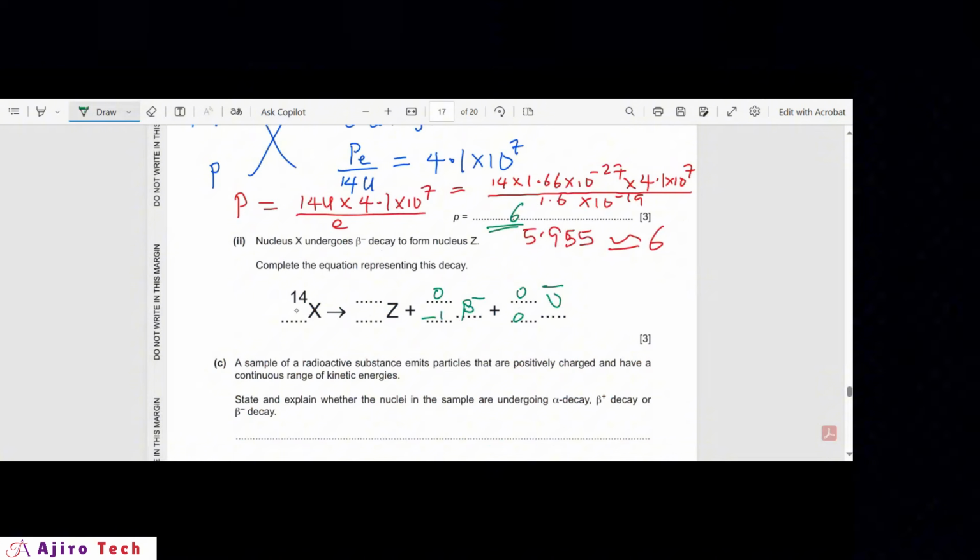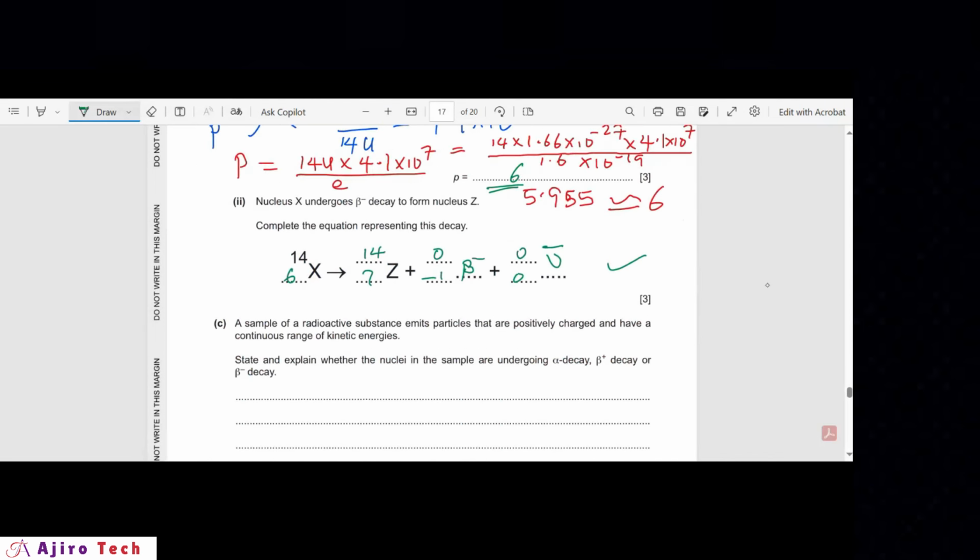So how do we balance it now? Here is 6, so this must be 7. 7 minus 1 is 6. This should be 14, 14 plus 0 is 14. That's the balance. So just know that when you are forming beta minus, it leads to electron anti-neutrino. If it's beta plus, it will form electron neutrino, which means there's no bar on top. So that's it.